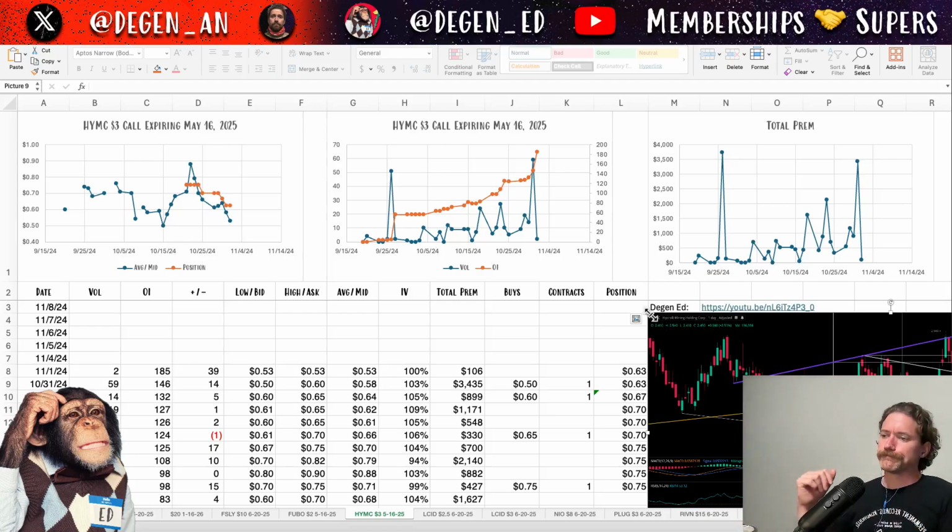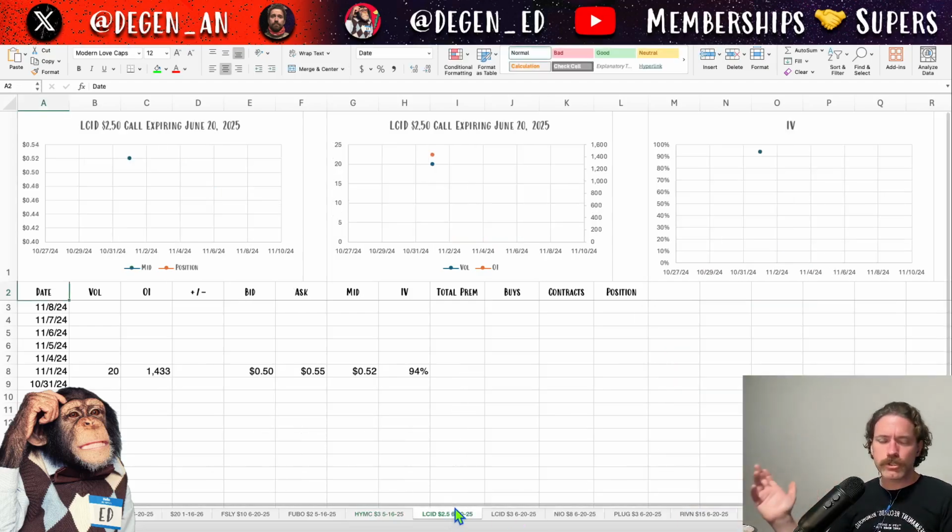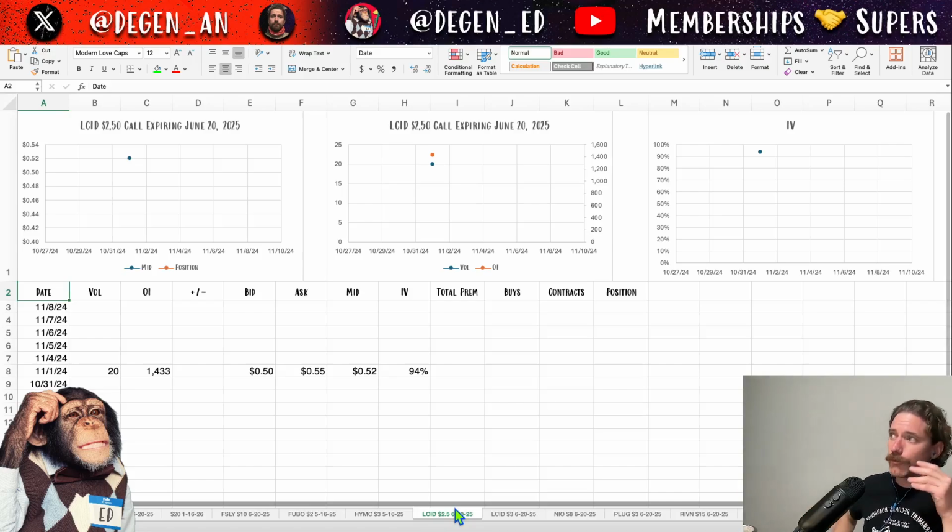And all right. And so the next one, I unfortunately was not able to grab data for this. This is the Lucid $2.50 call expiring June 20th. And so I'll go over my DD for this, and that applies for the next one, which is the $3 strike for the same June 20th of 2025 expiration.